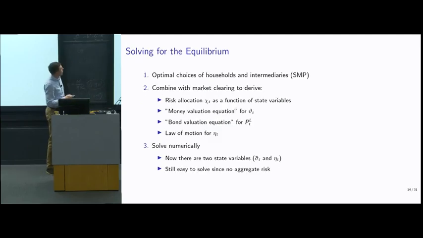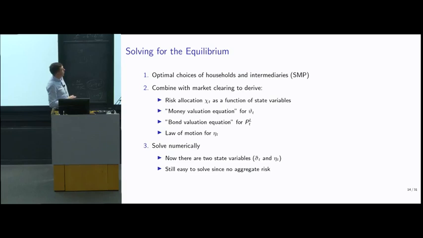So let's briefly, again, just fly over how you would solve it. You would start by deriving the optimal choices of households and intermediaries. I like to do it with the stochastic maximum principle. I think you could take a bit of a shortcut and do the martingale method, the same way that Yuli did, and it's going to work. Maybe you have to think a bit more carefully about what to do with these reserves when the return depends on the portfolio share, but otherwise you're going to arrive at the same results.